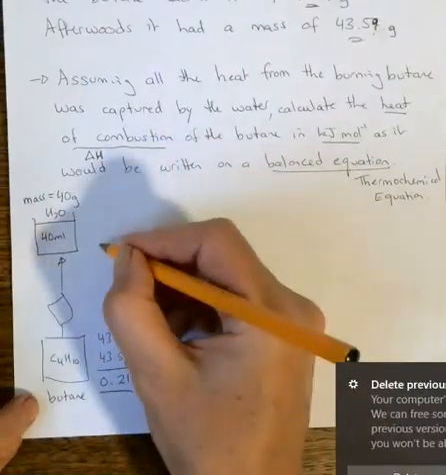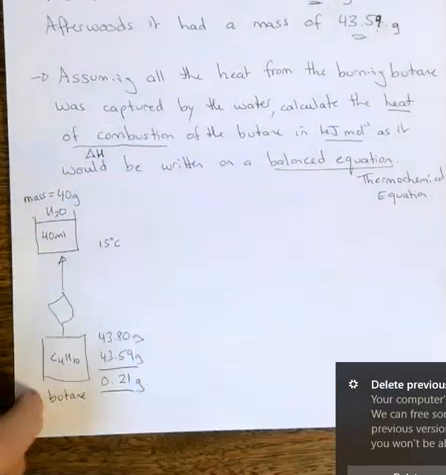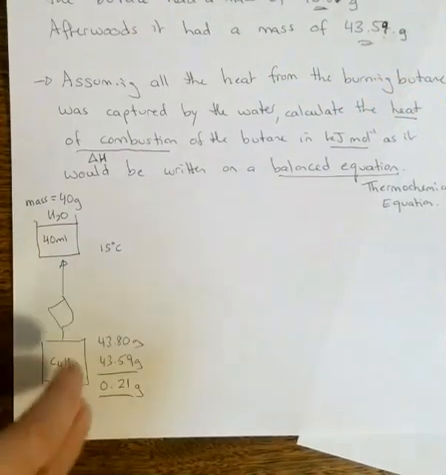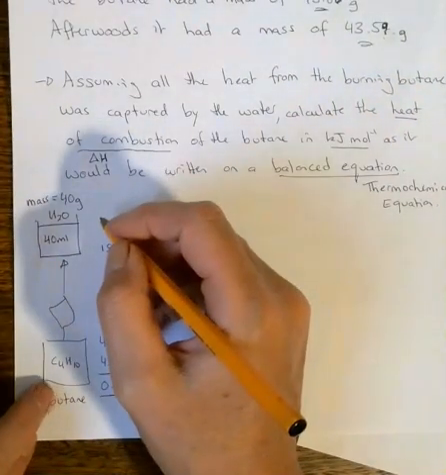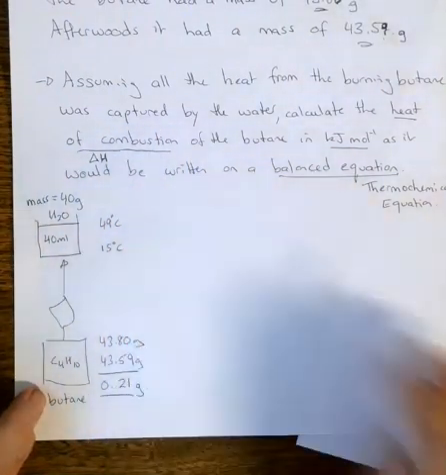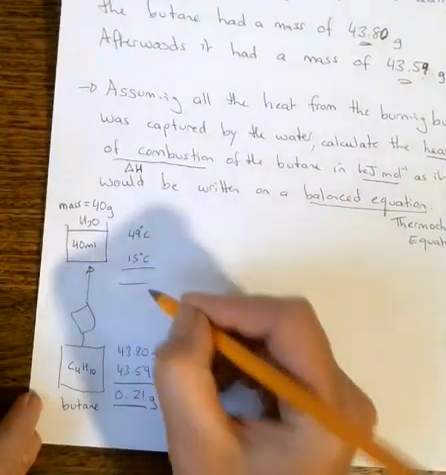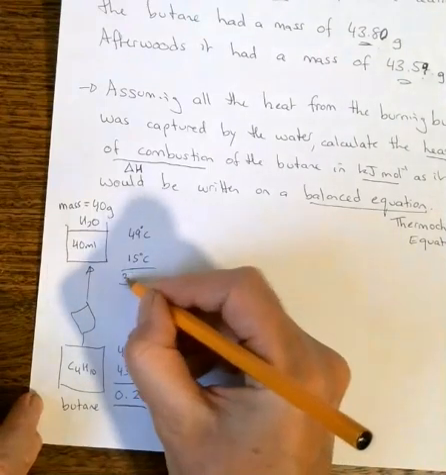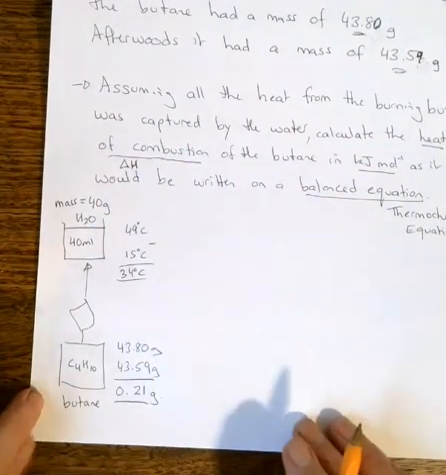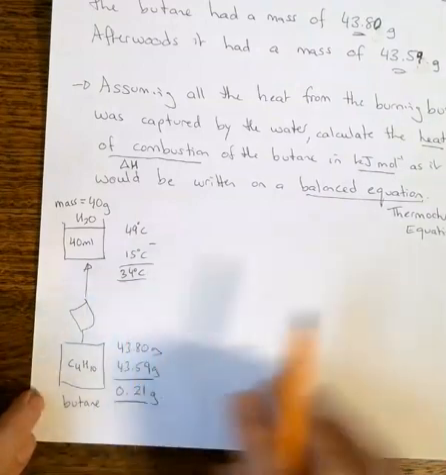So the water started at 15 degrees and it went up to 49 degrees. So the temperature rise, if we work out the temperature rise, it's 34 degrees. So we have heated the water by 34 degrees. Okay, so the difference between those two values. So what does that mean? How much energy is 34 degrees?